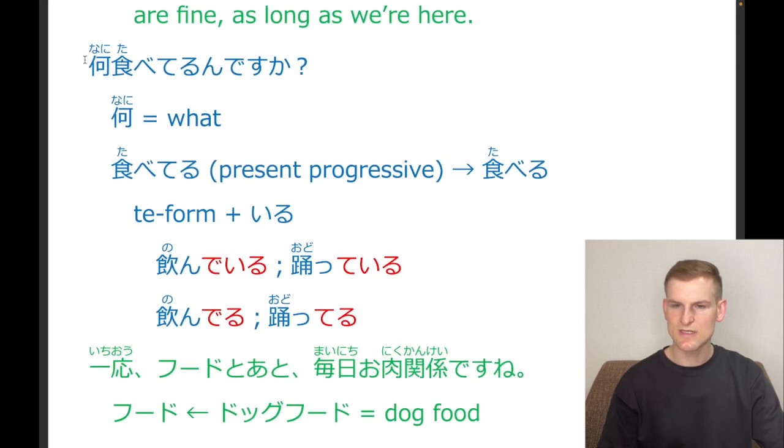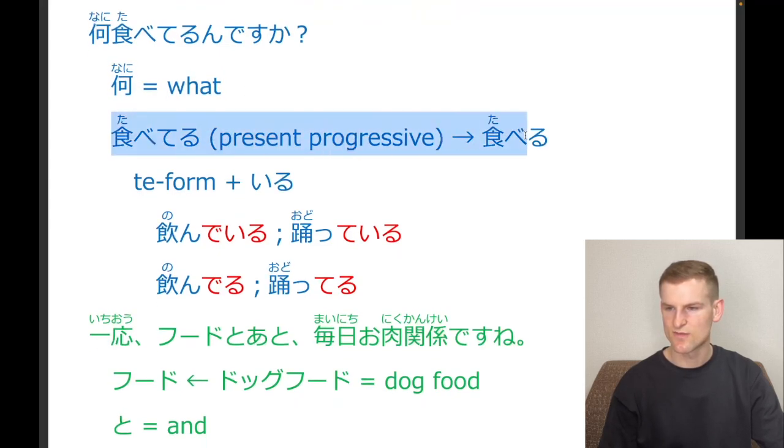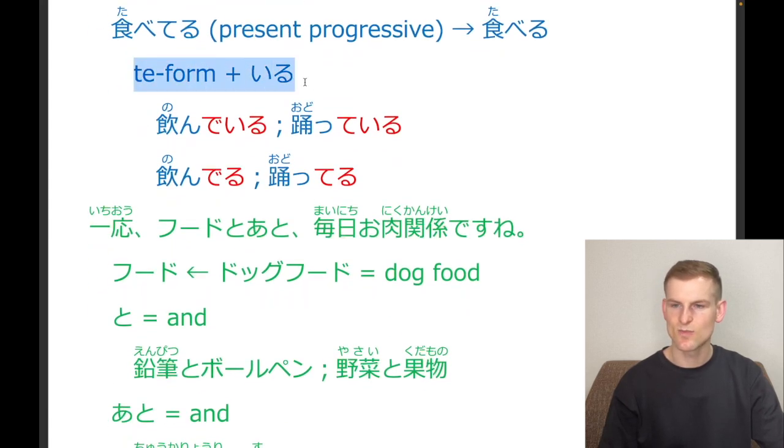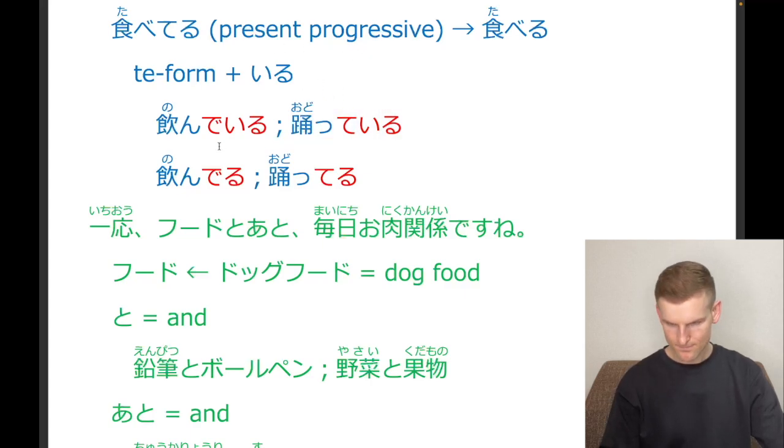Okay, I kind of move on to a new subject now. 何食べてるんですか? 何 is what? Okay, 食べてる is the present progressive form of 食べる. Okay, let's take a quick look at how to make the present progressive. So you just take the te form plus いる. 飲む is to drink, right? Change it to the te form 飲んでいる. I am drinking, he's drinking, she's drinking, etc. 踊る to dance, 踊っている. I am dancing, she's dancing, whatever. So te form plus いる, present progressive. And then in casual speech, the い sound is often omitted, so 飲んでいる becomes 飲んでる. 踊っている becomes 踊ってる. Very common.